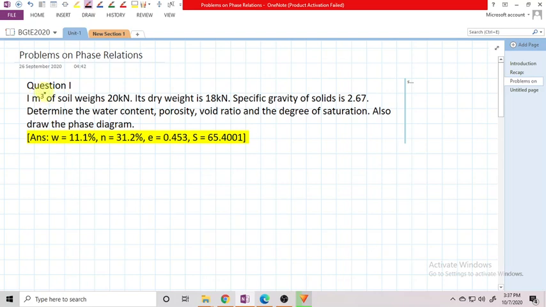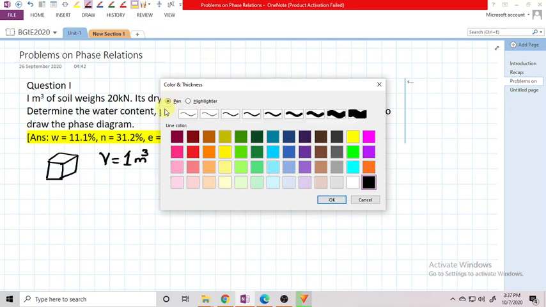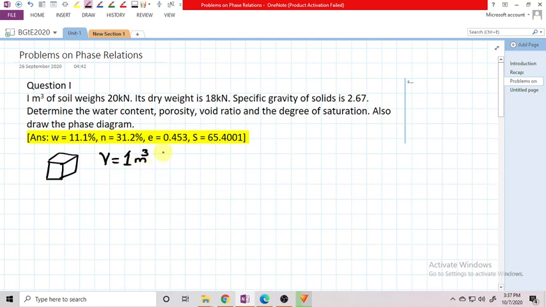So what is it saying? 1 cubic meter of soil weighs 20 kilonewton. So there is 1 cubic meter of soil. Suppose this is a 1 cubic meter of soil. Now what is the volume of this soil? 1 cubic meter. So 1 cubic meter is the volume, and the weight is equal to 20 kilonewton.